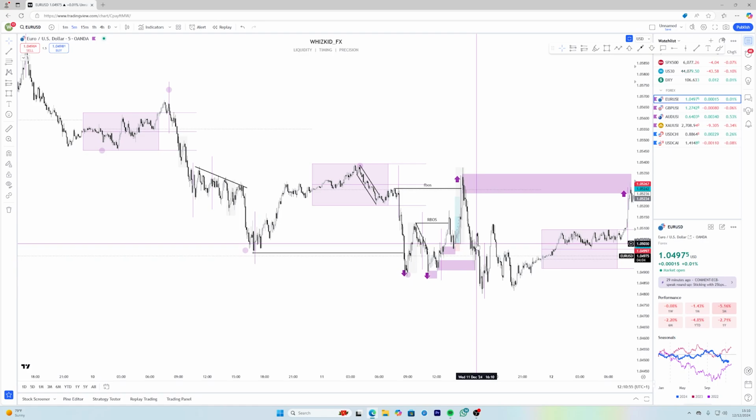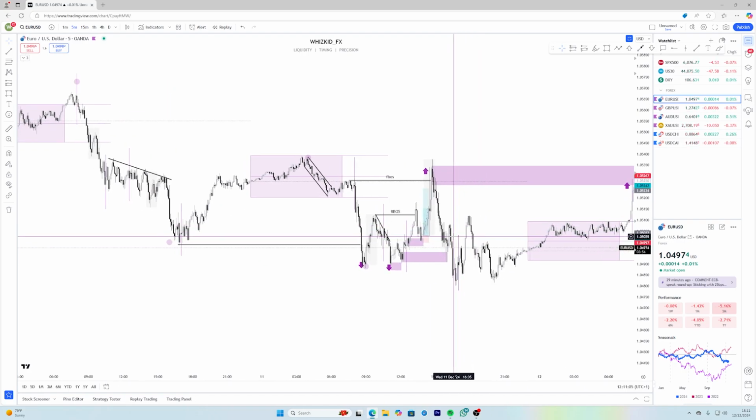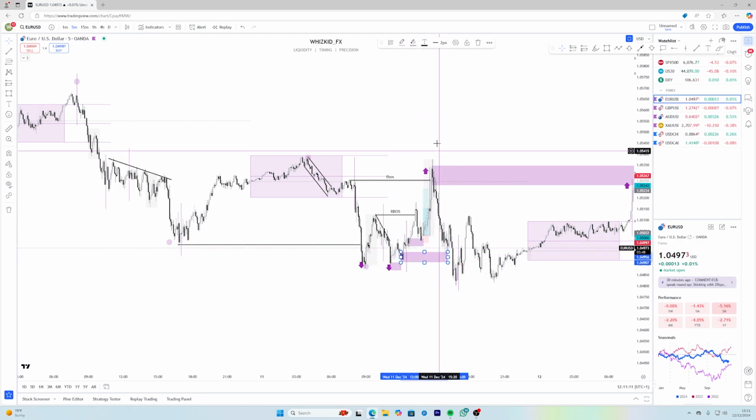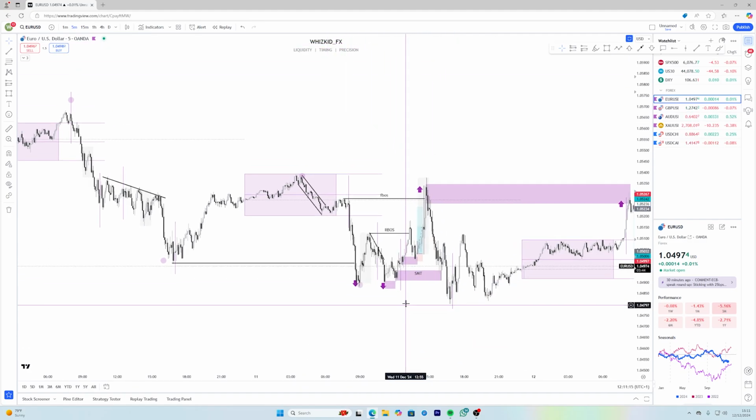In fact, you can see how they give a good reaction for them, right? They even give a break of structure here, an internal BOS, okay, for them to even re-enter. But of course, then the price just smashed on the ground, on the downside. So of course, this now became an SMT, right?